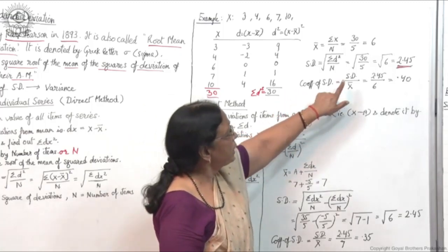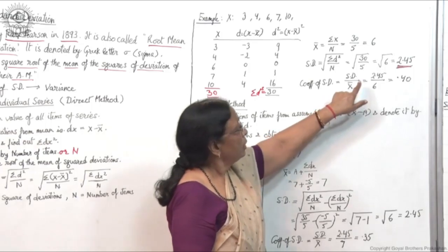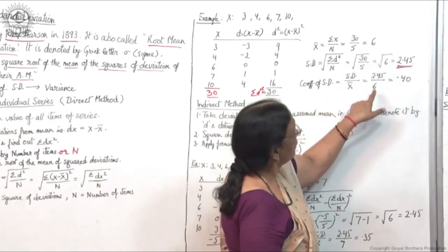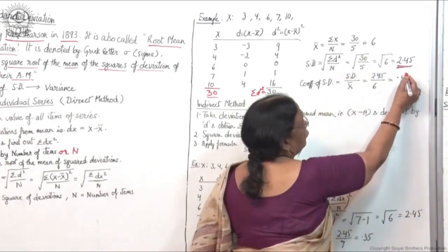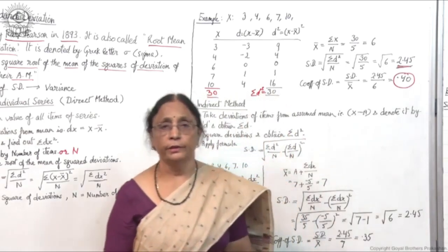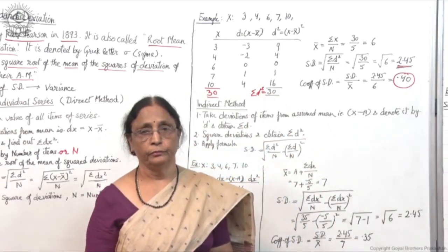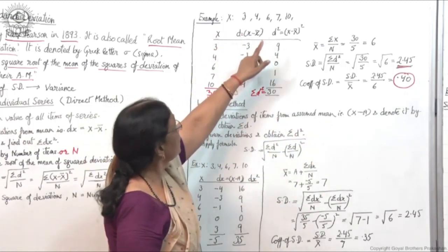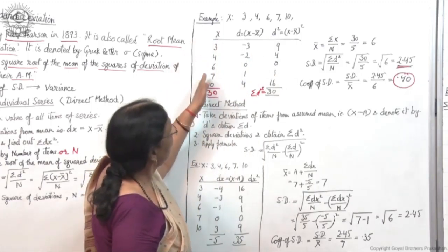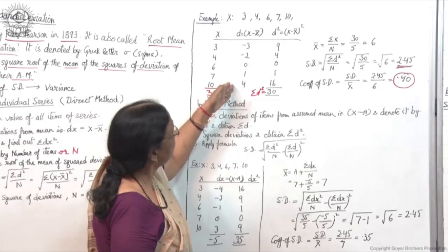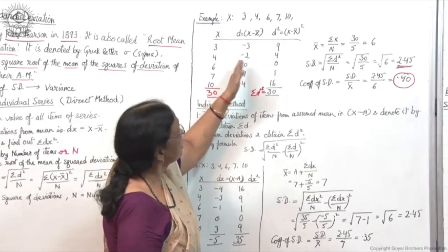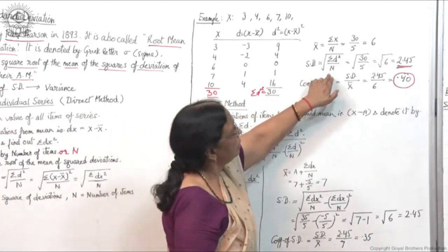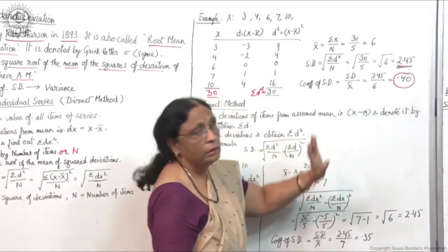Coefficient of standard deviation is standard deviation upon mean. Standard deviation you have got 2.45, write down here, mean is 6, write down here, and this 0.40 is the coefficient of standard deviation. Clear? So it's a very simple calculation. Whatever series are given here, copy down the x column, take out the mean, take out the deviation from mean, square the deviations and get the total, that is sigma d square, write down the formula, put the correct values and get the answer.